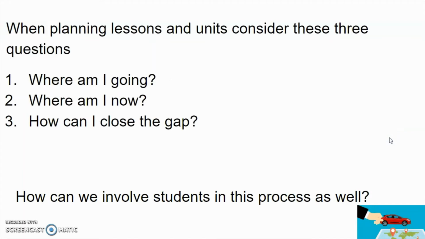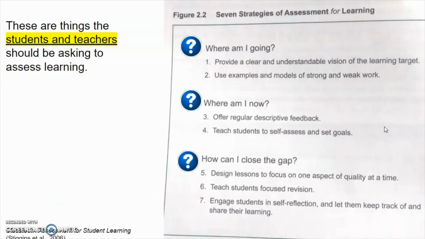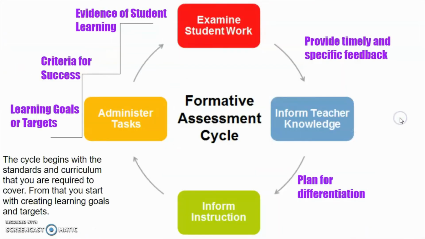Okay, now this slide goes on to the three main questions for formative assessment: where am I going, where am I now, and how can I close the gap? And how can we involve students in this process as well? These seven strategies of assessment for learning were taken again from that same book I used before, Classroom Assessment for Student Learning. So these are the things that teachers and students should be asking to assess the learning process.